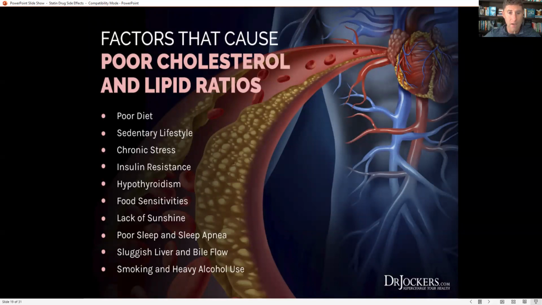So hypothyroid is key. Food sensitivities can drive up inflammation and possibly LDL, as well as triglycerides. Lack of sunshine, because again, we know that sunshine is so critical for activating squalene and turning it down into the vitamin D pathway and away from the cholesterol buildup pathway. Poor sleep and sleep apnea are big factors, right? Sleep apnea is very much associated with insulin resistance, as well as high triglycerides and higher risk of heart disease. A sluggish liver and bile flow. This is actually how we recycle out older cholesterol, through bile, right? And getting it out through the feces.